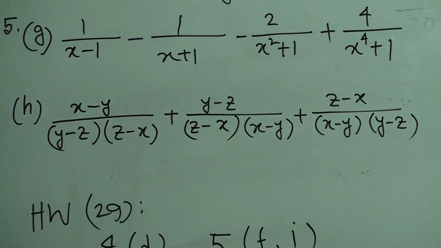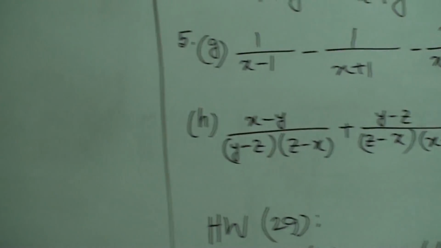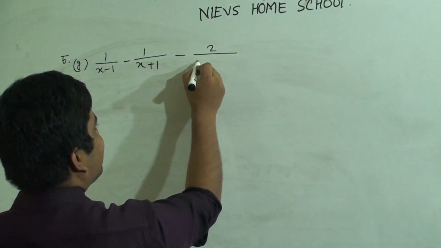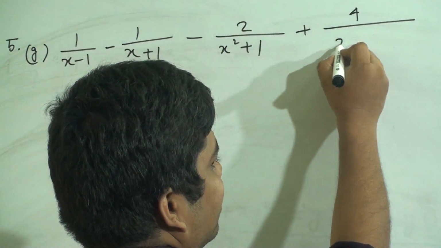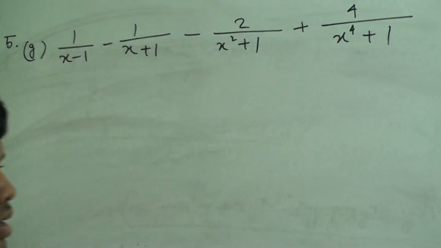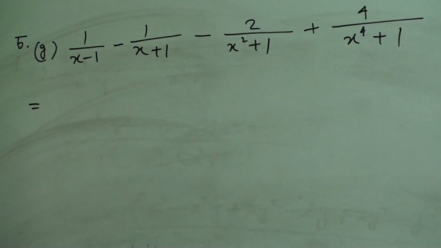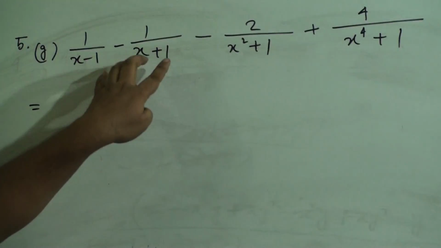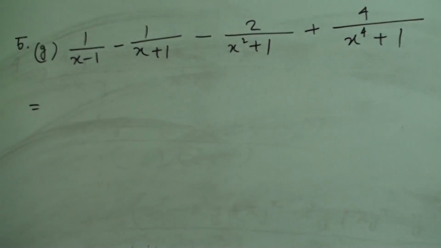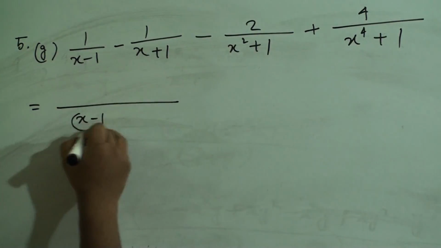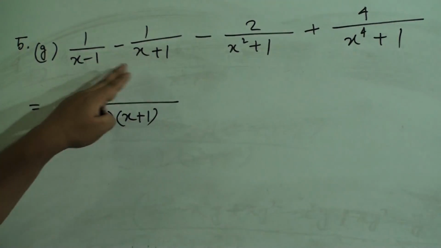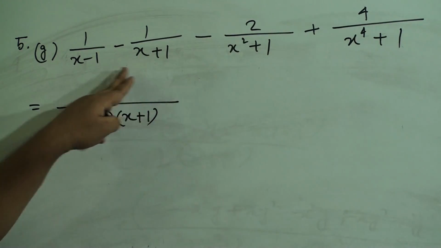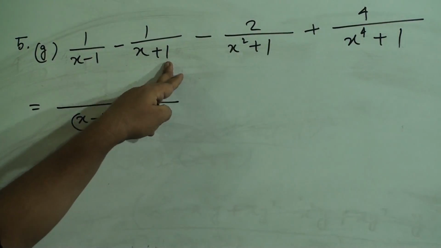It is 1 by x minus 1 minus 1 by x plus 1 minus 2 by x square plus 1, then plus 4 by x to the power 4 plus 1. Okay, so first of all we do addition of these two fractions first. So its LCM is x minus 1 into x plus 1. Okay, so at first we take LCM because both terms are uncommon. So we take x minus 1 and x plus 1 both as LCM.